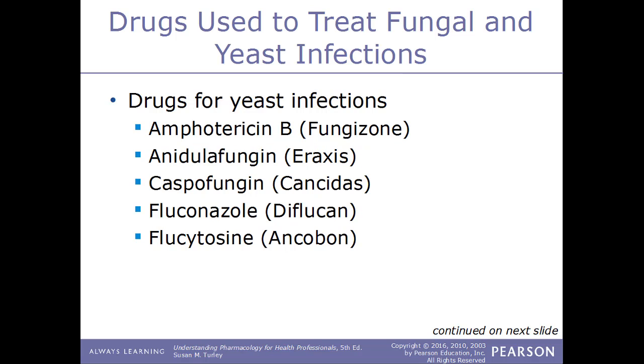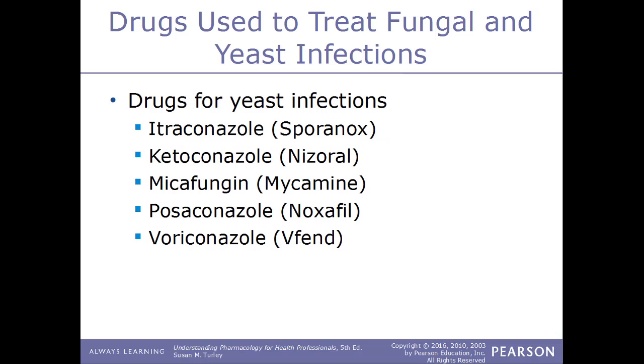Some examples of this kind of drug would include amphotericin B, known by the brand name of Fungizone, anidulafungin, known by the brand name of Eraxis, caspofungin, known by the name Cancidas, fluconazole, known by the brand name Diflucan, flucytosine, known by the name of Ancobon, itraconazole, known as Sporanox, ketoconazole, known as Nizoral, micafungin, known by the name Mycamine, posaconazole, known by the name Noxafil, voriconazole, known by the trade name of Vfend.